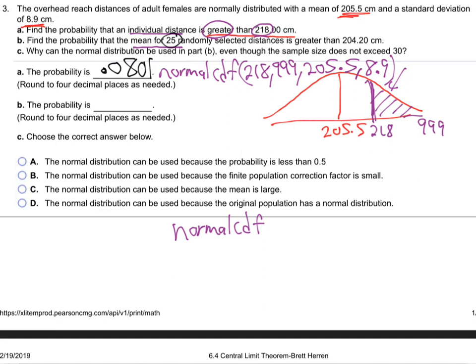It's just now for the average of 25 people instead of just one person. So what are you going to do differently on part B? Hardly anything, right? It's normal CDF. All the numbers are the same except what? Do they got that lower and upper? Lower and upper are the same.